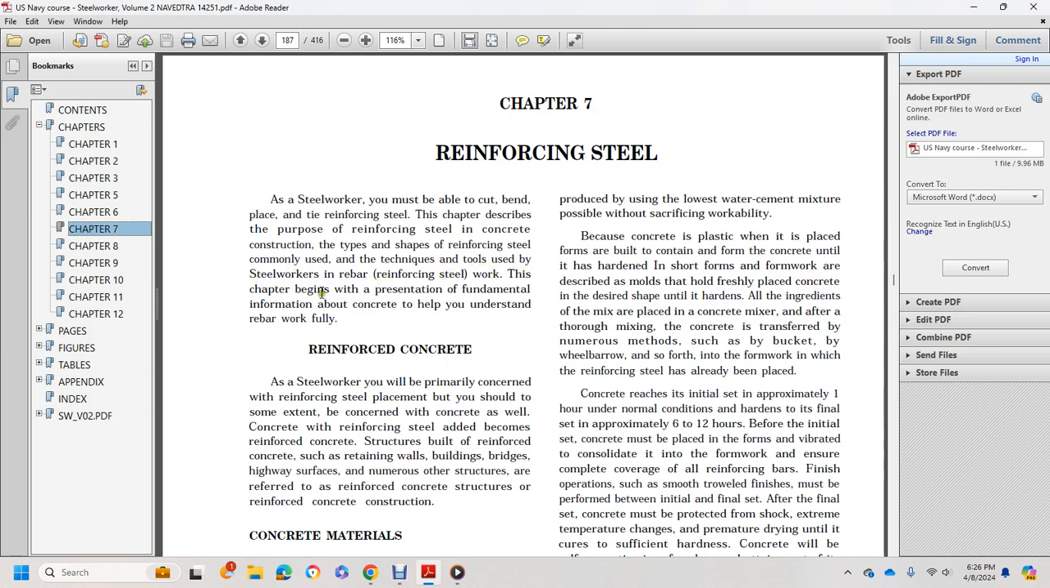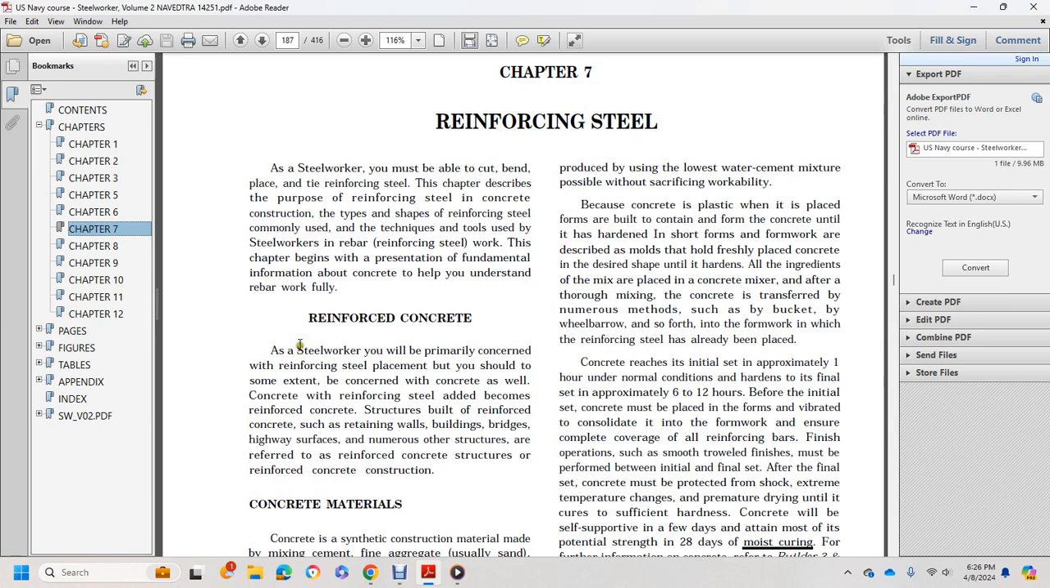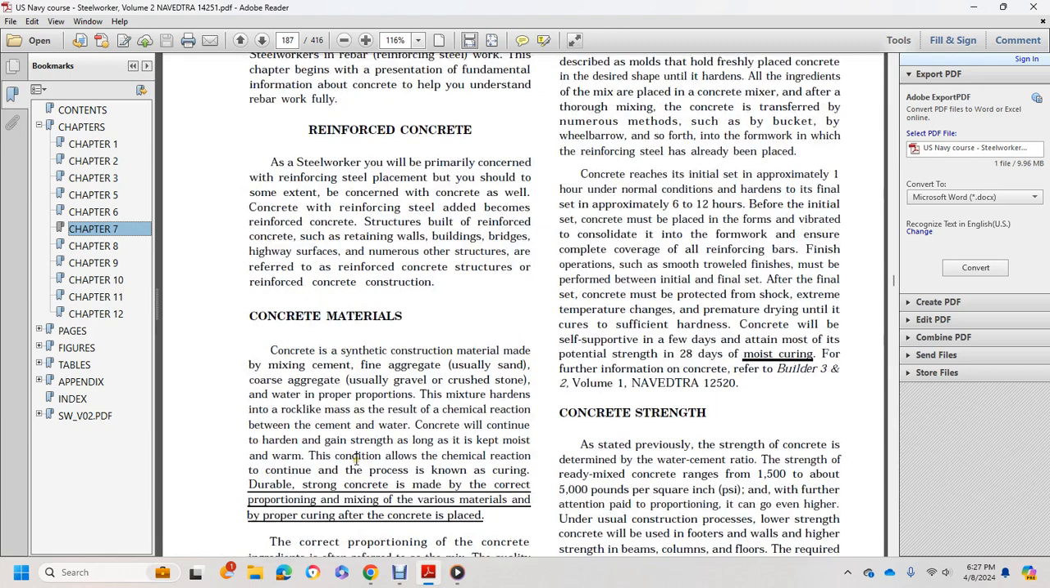Reinforcing steel work. This chapter begins with a presentation of fundamental information about concrete to help you understand how rebar works. Reinforced concrete. A steel worker will probably be concerned with the reinforcing steel placement, but you should be somewhat concerned with the concrete as well. Concrete with the reinforcing steel added becomes reinforced concrete. Structures built with reinforced concrete, such as retaining walls, buildings, bridges, highways, or other structures, are referred to as reinforced concrete construction.